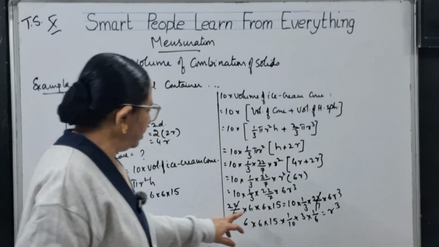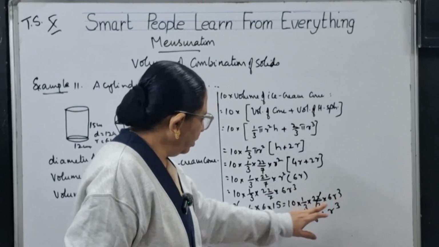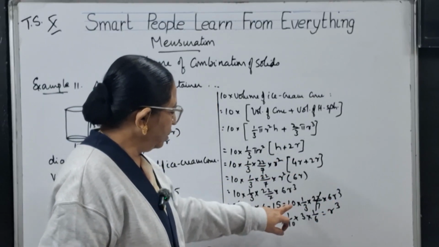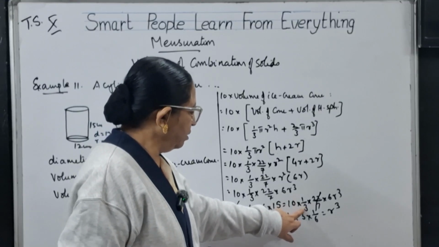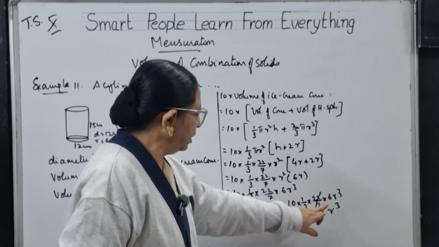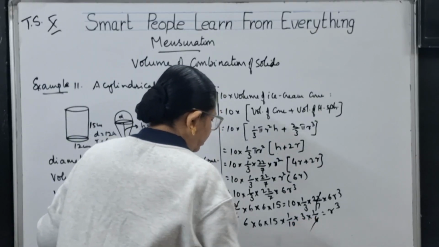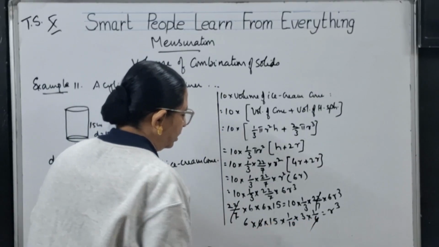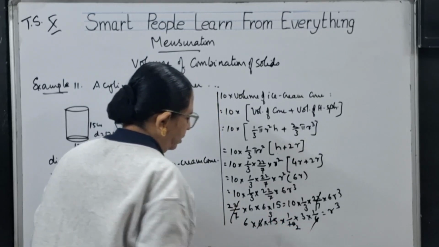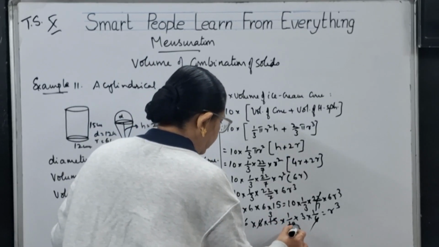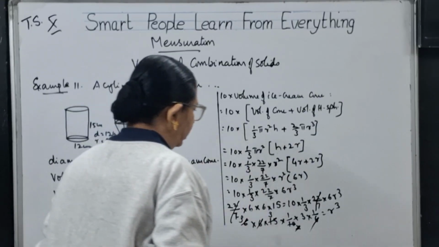I hope I am clear, children. Left side as it is, I have taken these values. When I bring it to the right side, I have to write reciprocals. Reciprocal of 10 is 1 by 10, reciprocal of 1 by 3 is 3, reciprocal of 6 is 1 by 6. So see children, 6 and 6 will get cancelled. 5 threes are 15, 5 twos are 10. So what are you getting here?